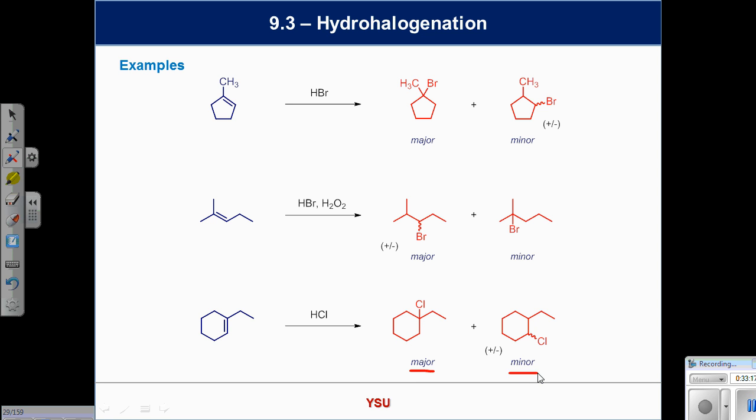Over here, minor product going to the secondary carbon because it came through the secondary carbocation, but we do need a squiggle now because you can attack from the top or the bottom, giving yourself a racemic mixture with alpha D of 0. Everybody happy?